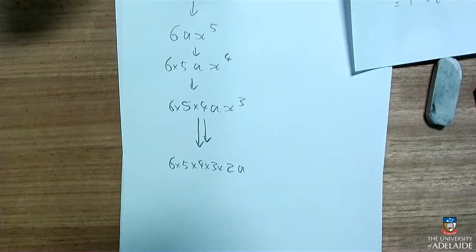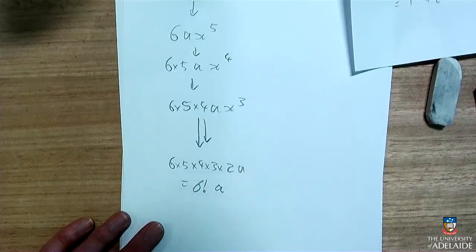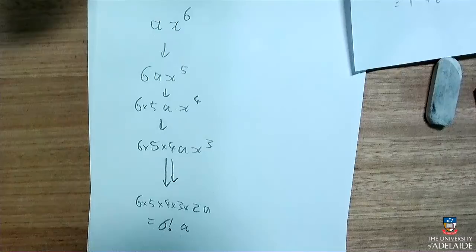Which is really cool. So if I differentiate something often enough, I'll get down to a constant, which will be something factorial times whatever I started with as my coefficient. And so this should be the constant term of whatever I started with.